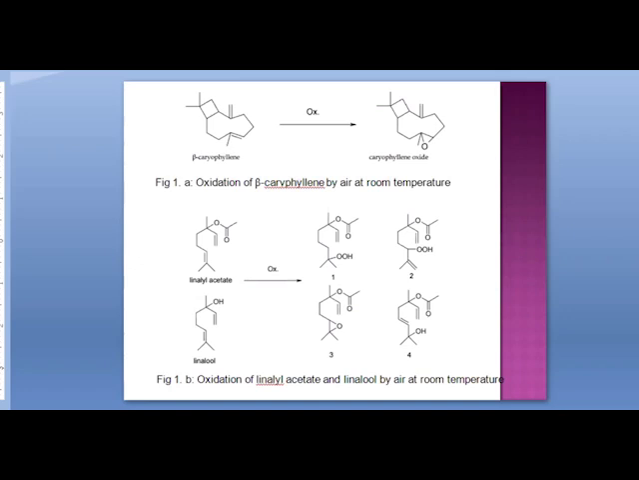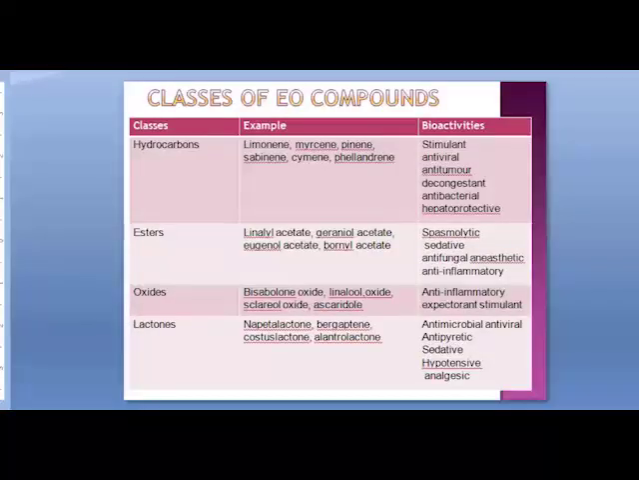Okay, so let's proceed. Classes of essential oil compounds. We've got hydrocarbons. Examples of hydrocarbons are limonene. Limonene is one of the abundant essential oils that is found in citrus fruits. Myrcene, pinene, sabinene, cymene, and phellandrene. What are the bioactivities of these? They are stimulants, antiviral, anti-tumor, decongestants, antibacterial, and hepatoprotective.